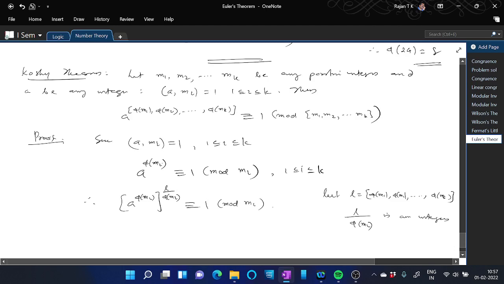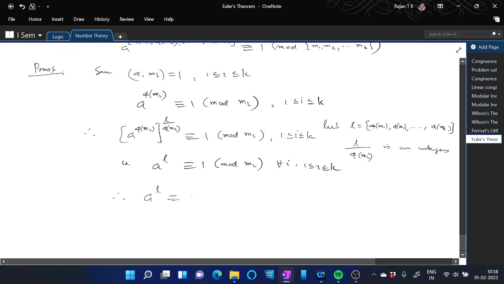1 raised to L by phi(mi) is 1 for any i less than or equal to k. That is, a raised to phi(mi) raised to L by phi(mi), which means a raised to L, is congruent to 1 mod mi for all i such that 1 less than or equal to i less than or equal to k. And therefore a raised to L is congruent to 1 mod the LCM of m1, m2, etc., mk. We have this result earlier. Hence, a raised to L, where L is the LCM of phi(m1), phi(m2), etc., phi(mk), is congruent to 1 mod the LCM of m1, m2, etc., mk.